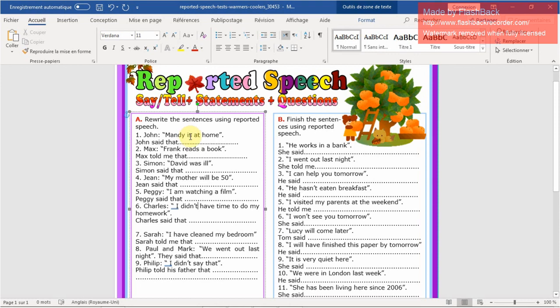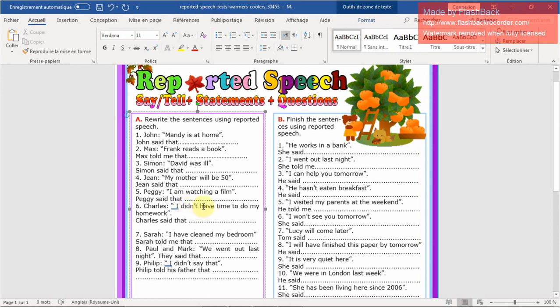The verb is. This is the verb to be in simple present. Frank reads a book. The verb to read in simple present. David was ill. This is the verb to be in simple past. My mother will be 50. We have the modal will. I'm watching a film. The verb to watch in present continuous. I didn't have time to do my homework. We have the verb to have in simple past, negative form.